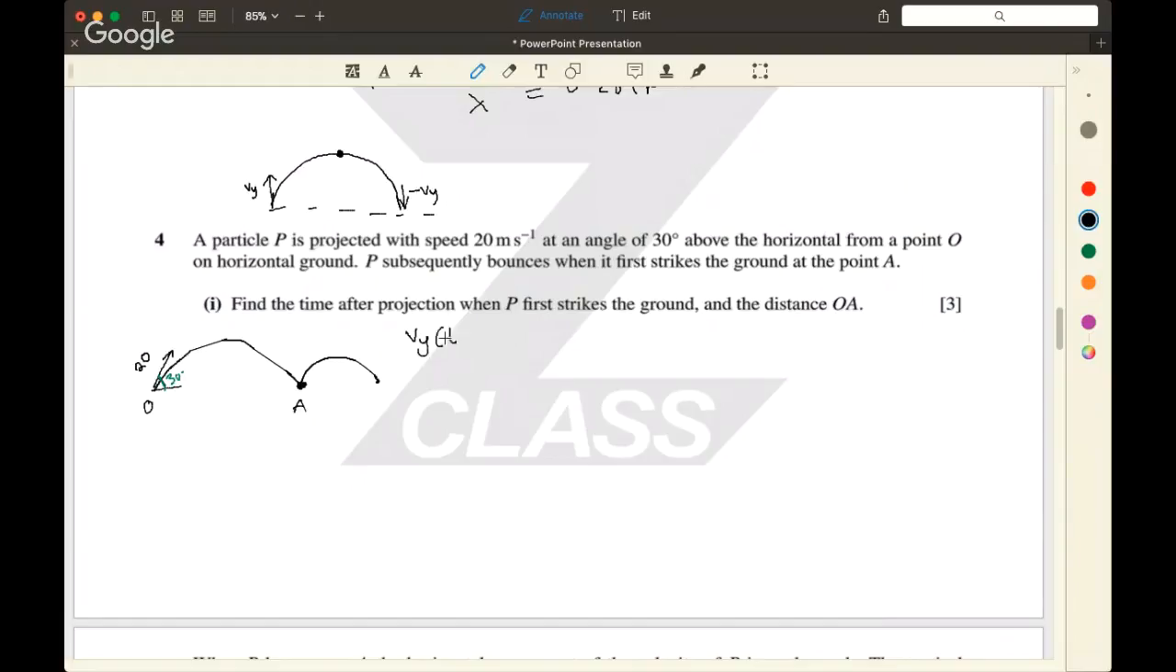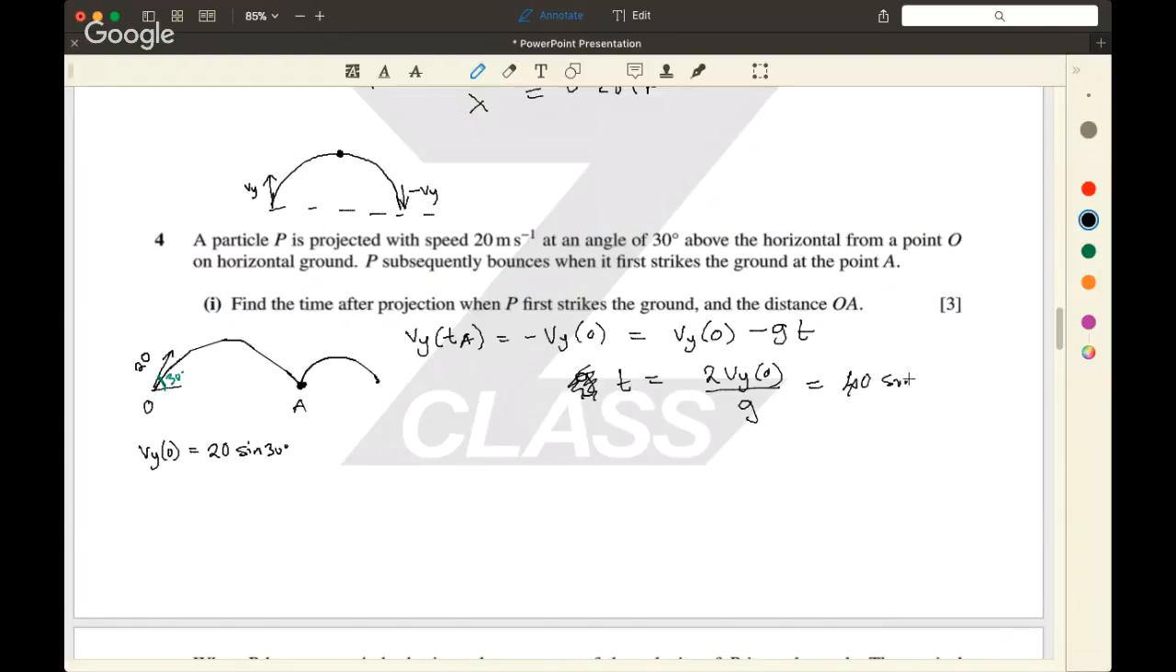So we know that Vy at time TA is equal to minus Vy at time 0. And from the constant acceleration equations, this must be equal to the initial velocity minus gt. So the negative of the initial velocity is equal to the initial velocity minus gt. If you rearrange this, t is equal to 2 Vy at time 0 over g. And Vy at time 0 must be equal to the magnitude of velocity times the sine of 30 degrees. So this is 40 sine 30 over g, which is 2 seconds.